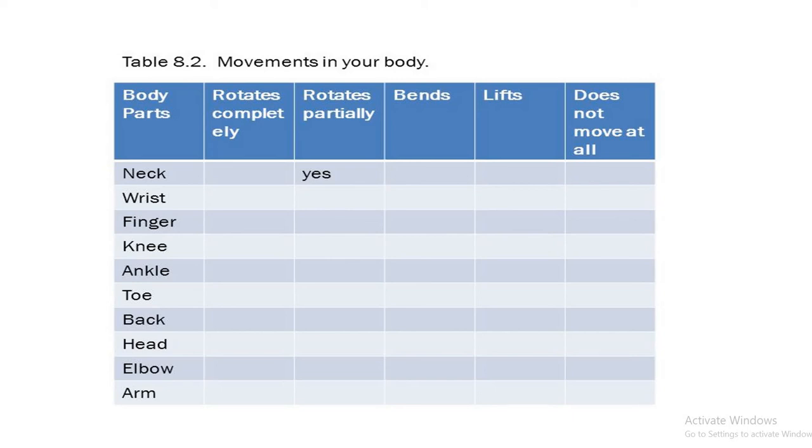Whether it bends or lifts or does not move at all. Here you have neck, wrist, finger, knee, ankle, toe, back. Keep writing the answers, dear students, in your table, in your book, in NCERT. Toe, back, head, elbow, arm, whether it rotates completely, rotates partially, bends, lifts, or does not move at all. You have to write it. Let us see the answers now.